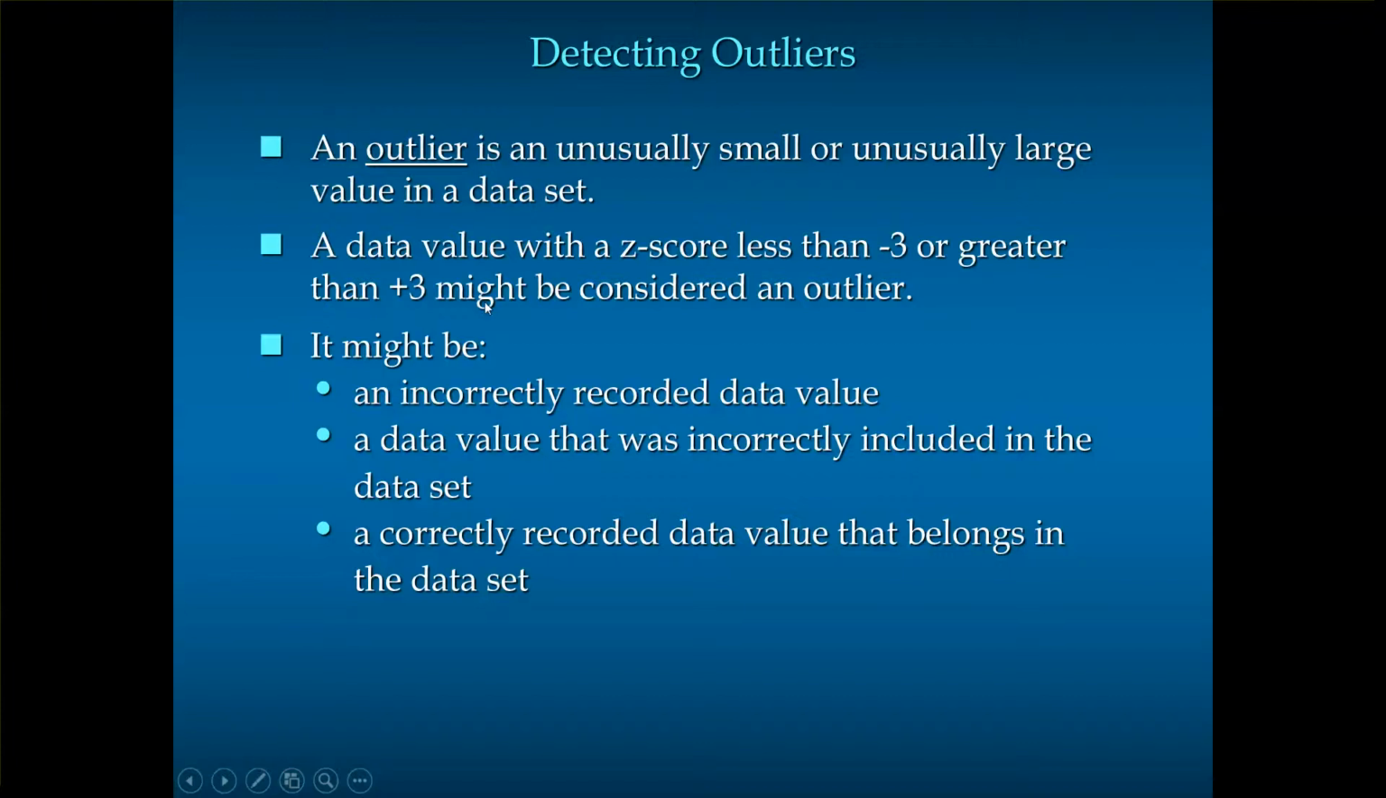You must ask yourself why there are outliers in your data set. There are three possible reasons. One, an incorrectly recorded data value. Sometimes if you hire somebody to collect the data, when they write down a data point, they may make some error. The second possible reason is a data value that was incorrectly included in the data set. Maybe you are considering only Pennsylvania, and the people collecting the data put one data point from New York City. Obviously, that's not the right way to include the data. The third source of an outlier is a correctly recorded data value that belongs in the data set.